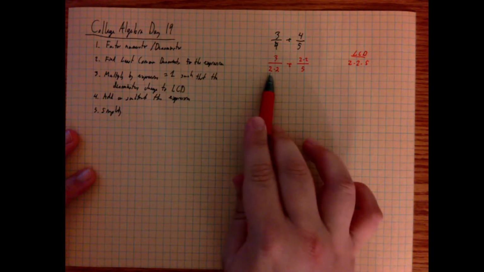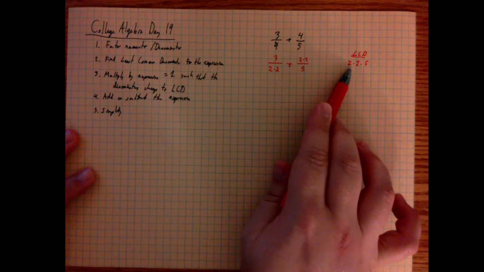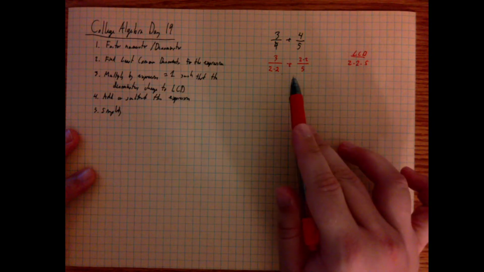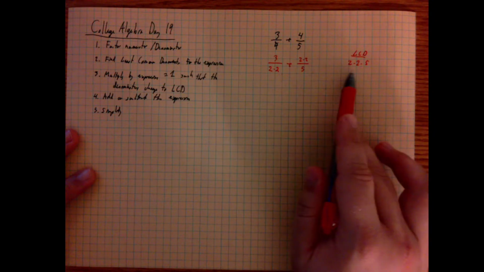I have 2 2's in the left one. If there had been 1 2 here and 1 2 here, I'd only put down 1 2 because it's what they have in common. This has 2 2's, so I put down 2 2's. This has 1 5, so I put down 1 5. So these are my least common denominators.